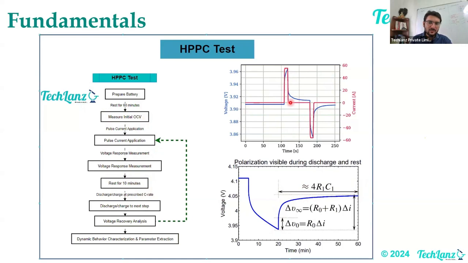So you give a pulse, you rest for 10 minutes, then again you give a charge or discharge for the next step, and then you analyze this. So this is basically the HPPC test overall. You keep on doing it till you have the voltage response at different SOC values. This is how the HPPC test is performed, and then you have a response at different currents also, different temperatures also. But this is the basic fundamental of the HPPC test.